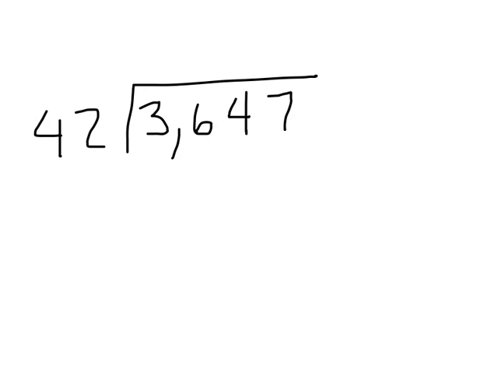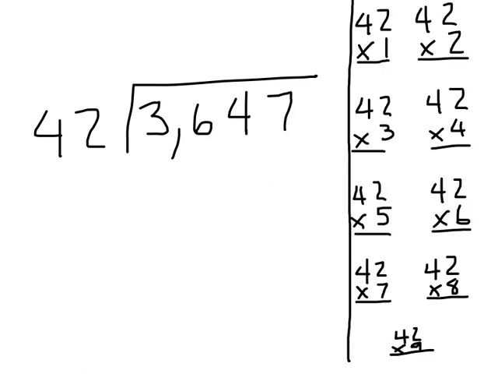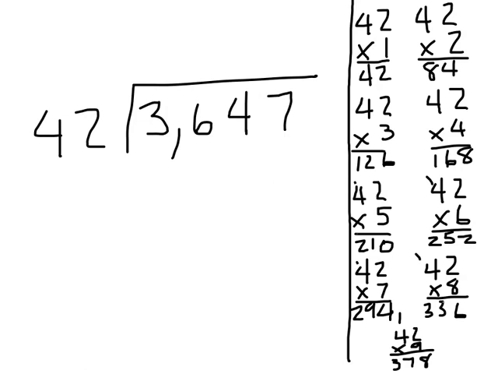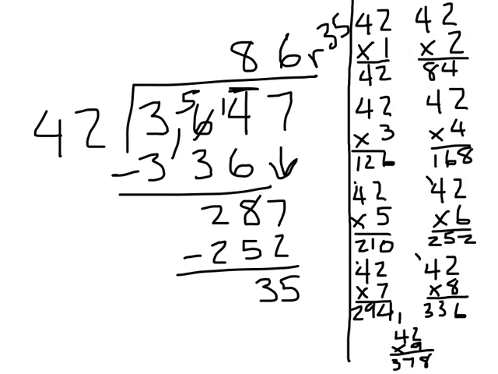Now let's try another one. What's 3,647 divided by 42? Before I can start, let's list our multiples of 42. Go ahead and list your multiples of 42 on your paper, then enter them on the computer. Now that you've got your multiples of 42, solve the division problem. What's 3,647 divided by 42? Let's see how you did. 3,647 divided by 42 is 86, remainder 35.